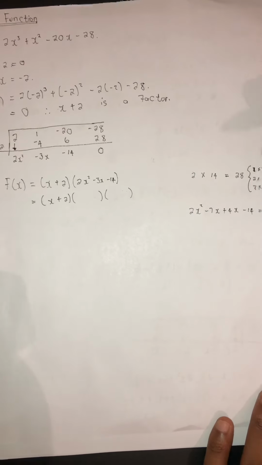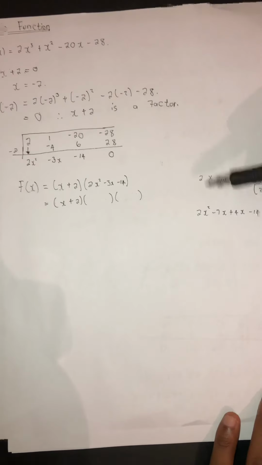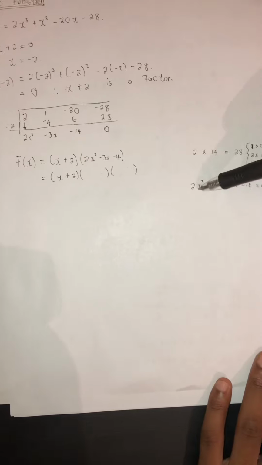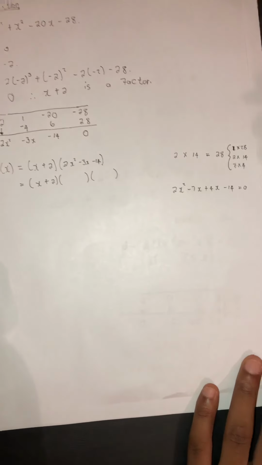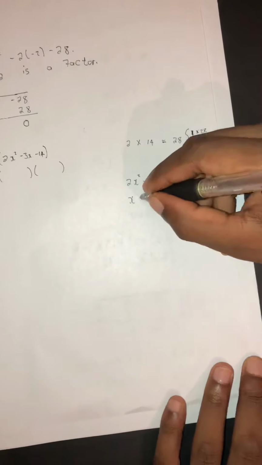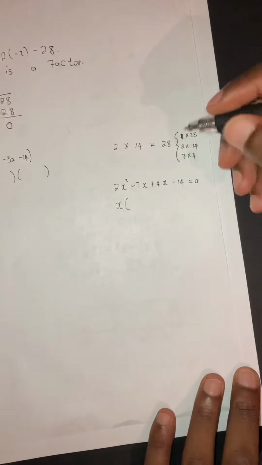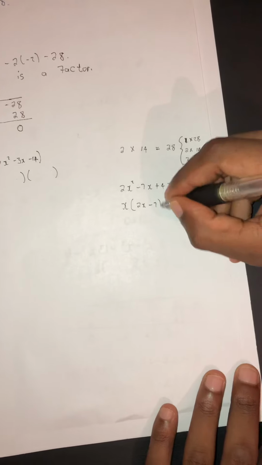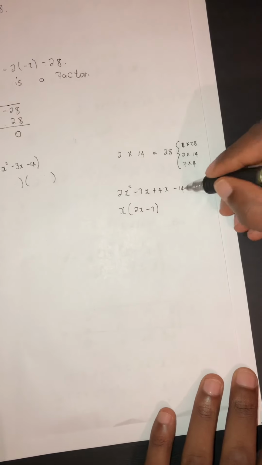And if you check from the first two, I can take x as a common factor. If I take x as a common factor, I'll be left with what? With 2x minus 7.